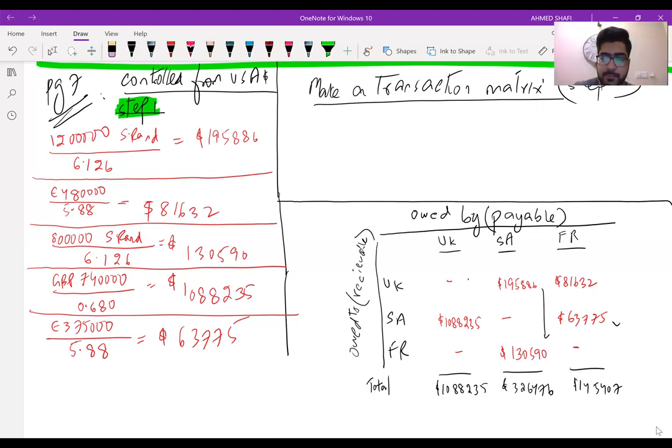Okay. This is the total of payable or owed by, right? You added all payable balances, right? So this is the total of owed by or payable. Now total like this as well.